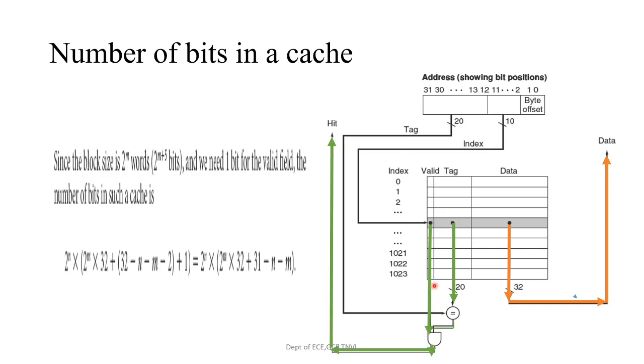If you want to talk about this valid bit, the valid bit can be on or off. If the valid bit is on, then the data will be fetched from the cache. So what happens, see here, see the contrasting colors.